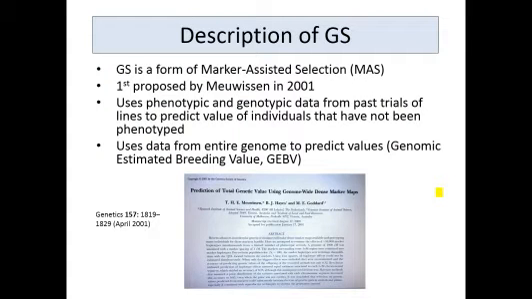So let me start with just a description of genomic selection itself. Genomic selection is a form of marker-assisted selection. It was first proposed by Meuwissen in 2001. So we'd like to think of this as a new breeding tool, but you can see it's actually been around for 16 years. In genomic selection, you use phenotypic and genotypic data from past trials of lines to build a model, and that model is used to predict the value of individuals that have not been phenotyped. In contrast to marker-assisted selection, it uses marker data from the entire genome to predict the values of individuals. These are called genomic estimated breeding values, or GEBVs.